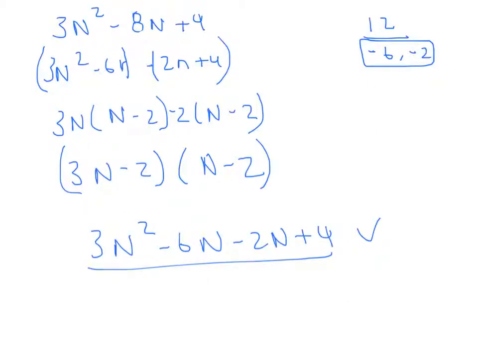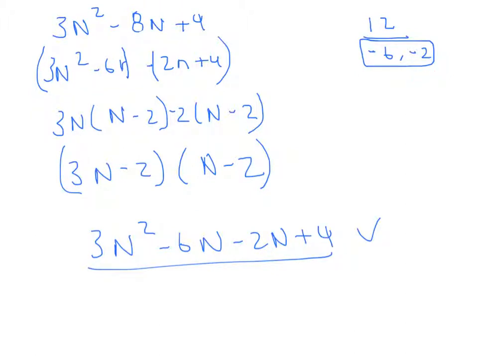For this trinomial, first you have to multiply the outsides to get what you need to multiply to. 3 times 4 equals 12, so you must find what multiplies to 12 and adds to negative 8. Negative 6 and negative 2 are those numbers.